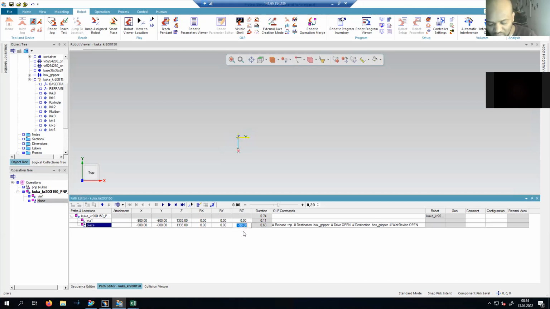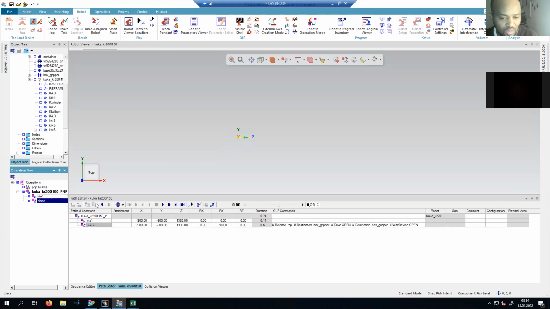Now maybe we keep this one 0, and we change this one to 90 degrees. So this time again, the yellow color shows the place, and the red shows the VR point. So VR is again aligned with the global reference frame.